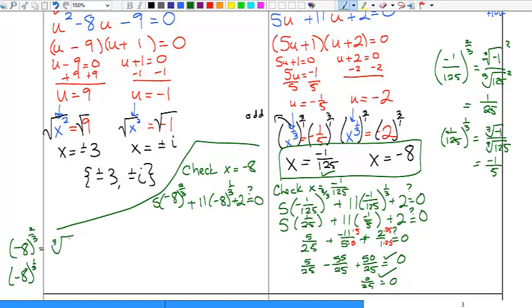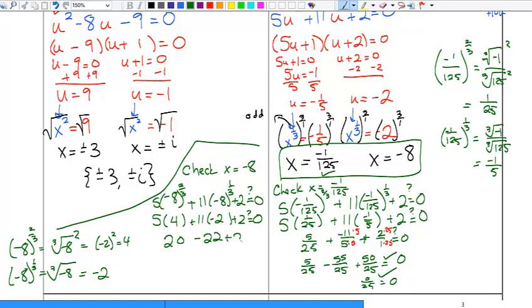Negative 8 to the 2/3 is the cube root of negative 8 squared. And the cube root of negative 8 is negative 2. Negative 2 squared is 4. Negative 8 to the 1/3 is just the cube root of negative 8, which is negative 2. So we have 5 times negative 8 to the 2/3, which we said was 4, plus 11 times negative 8 to the 1/3, which we said was negative 2, plus 2 is supposedly equal to 0. So that's 20 minus 22 plus 2. Look at that. It does equal 0. So both of our answers check out.